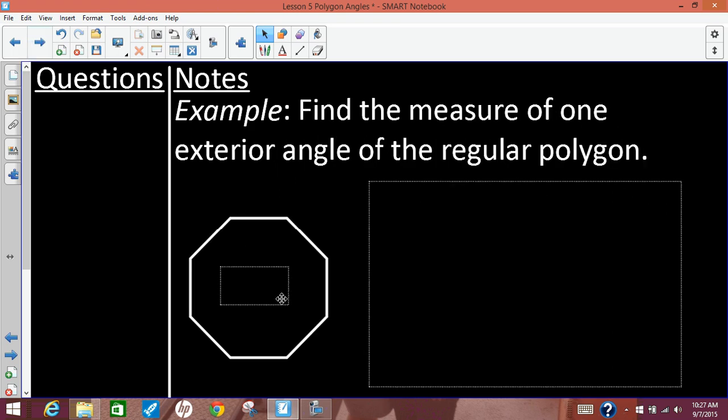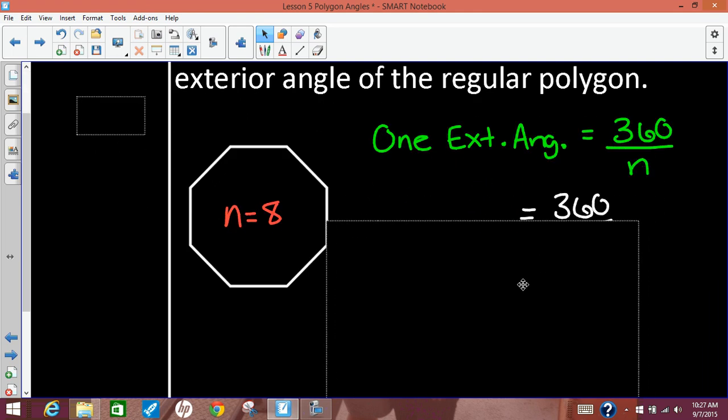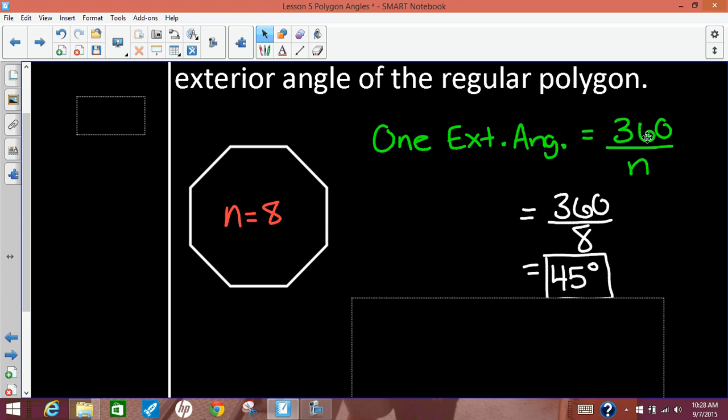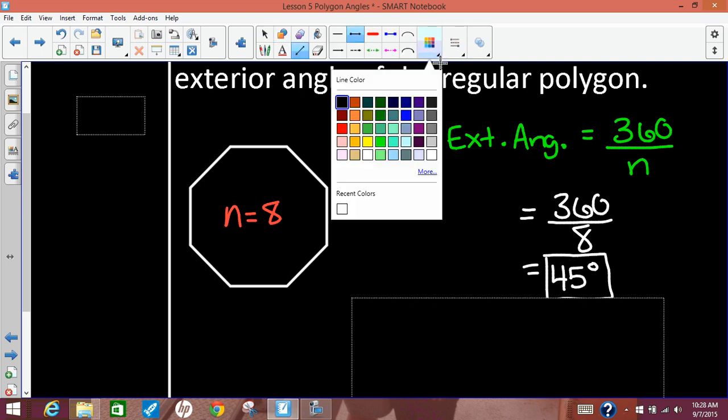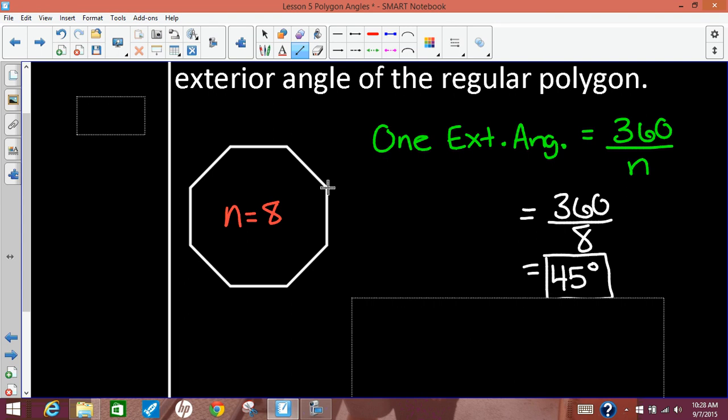So we have our octagon back. And remember, it has 8 sides. And I'm telling you it's a regular polygon. So we're going to find one exterior angle just by using that relationship, that formula. Write the formula every time. Plug in 8 for n. Real quick simplification, and we find out that every exterior angle is 45 degrees. So that means if I draw one of these exterior angles right there, that's 45 degrees.